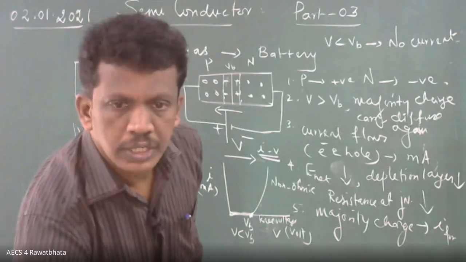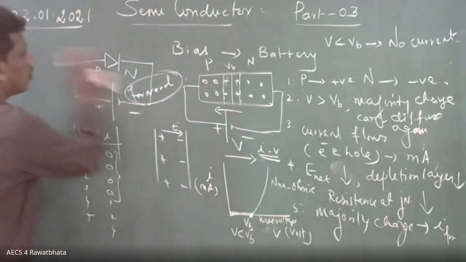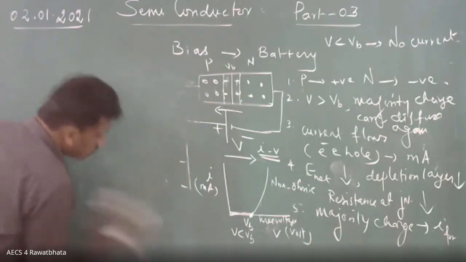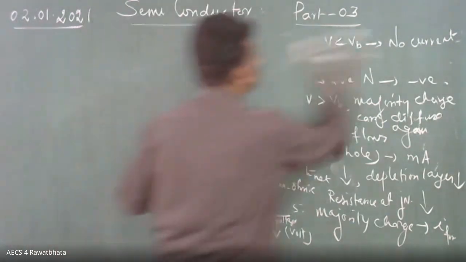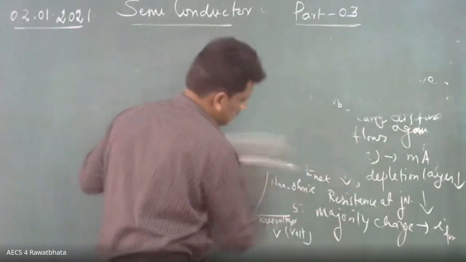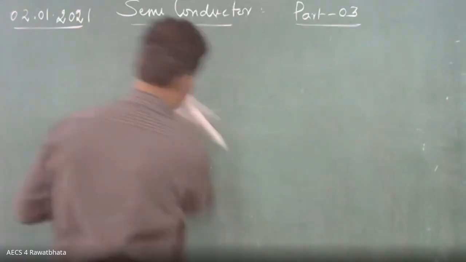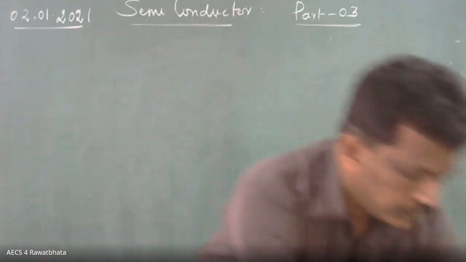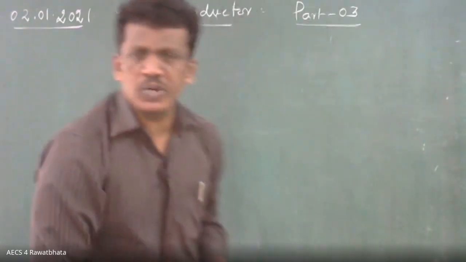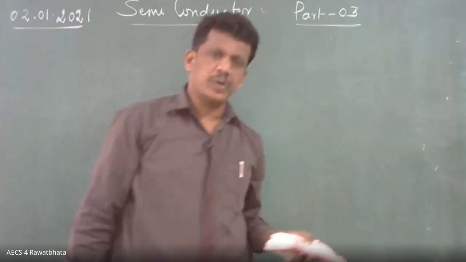Okay. Now I am going to explain the reverse bias. So what is reverse bias? What is meant by reverse bias? Anyone of you? Sir, when the positive terminal of the external battery is connected to the N side and the negative terminal to the P side of the P-N junction. Very good.